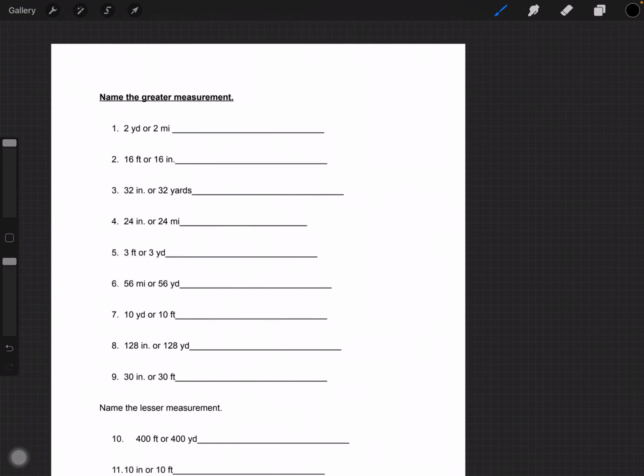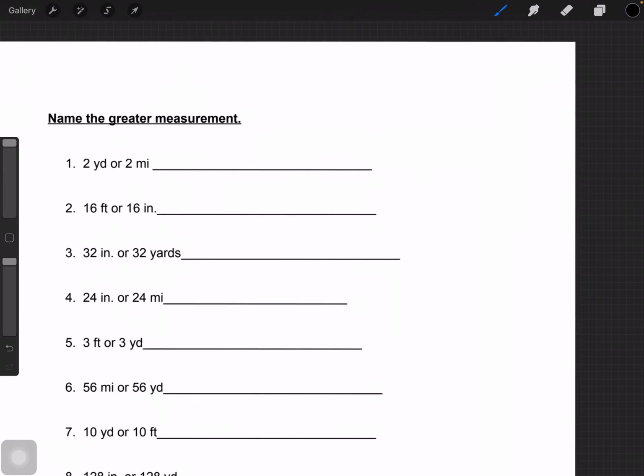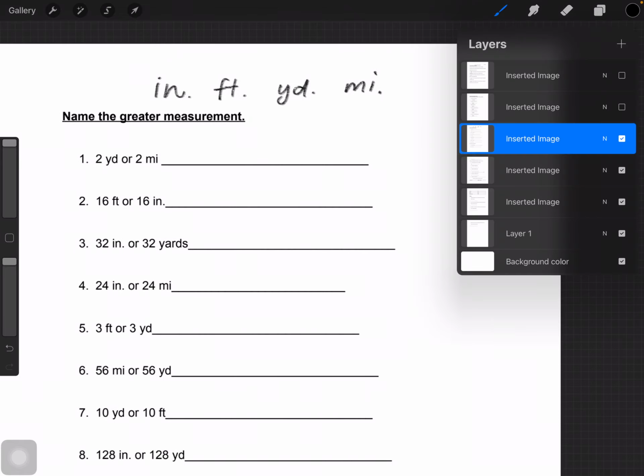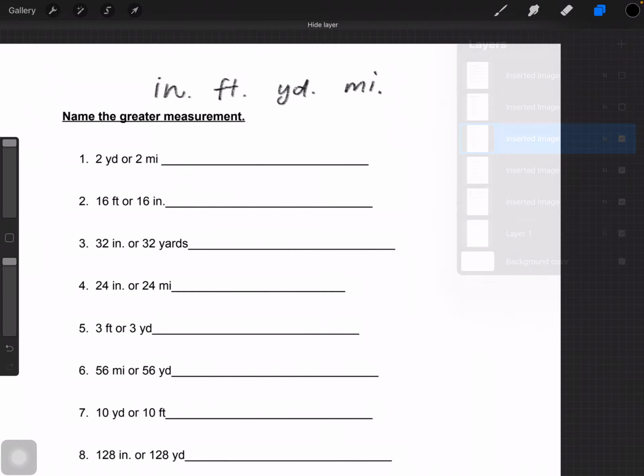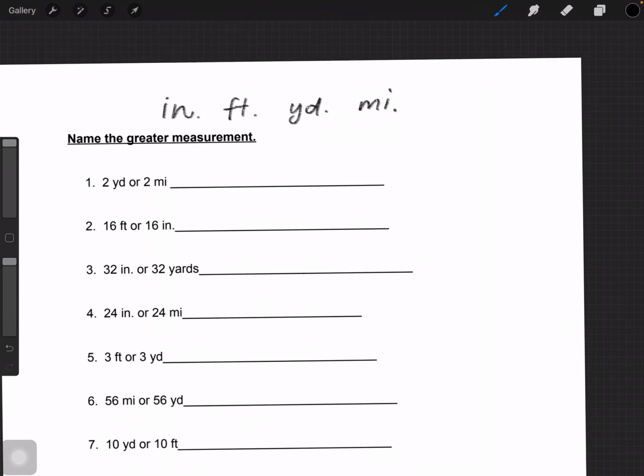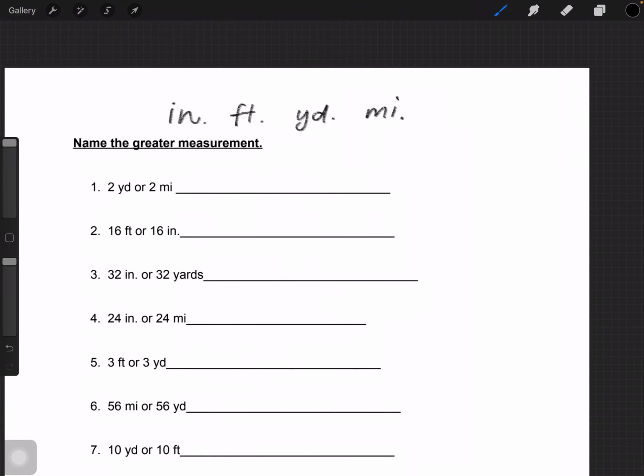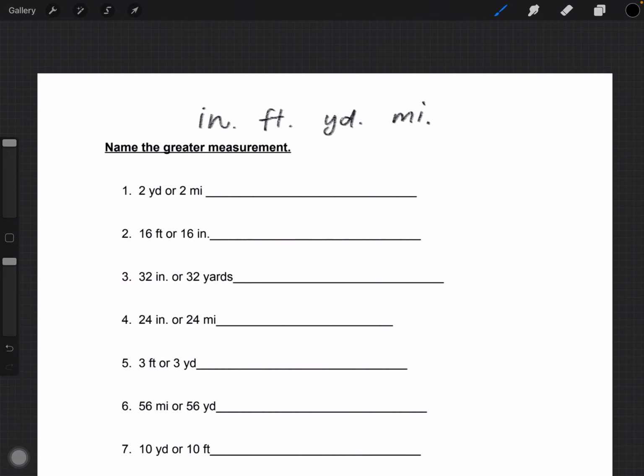Now, name the greater measurement, 2 yards or miles. We know it goes in this order: inches, feet, yards, miles, and I think I'm missing one. No, that's about right. Okay. So the first one we're looking at is 2 yards or 2 miles, where we already know that miles are greater than yards.